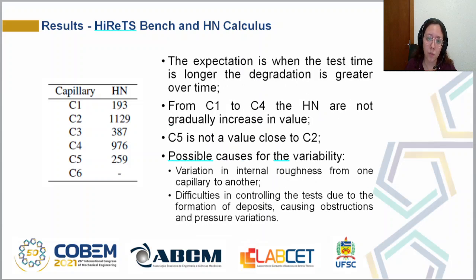From C1 to C4, the hierarchy numbers gradually increase, and the value of C5 is not close to C2. The possible cause is the variation in internal roughness from one capillary to another. It is difficult to control the test due to the formation of deposits causing obstruction and pressure variation.